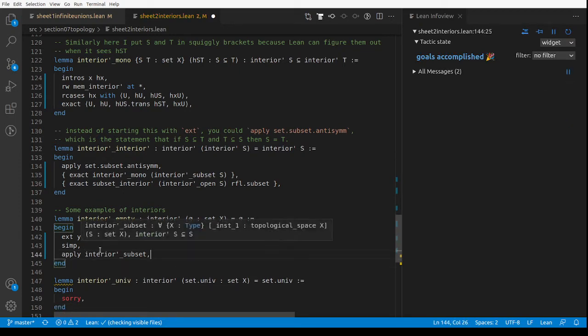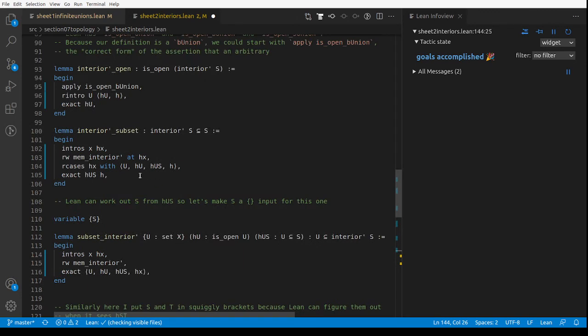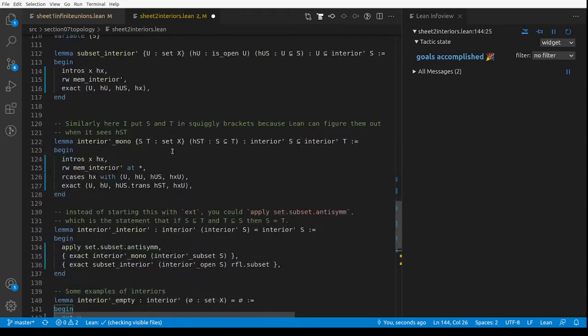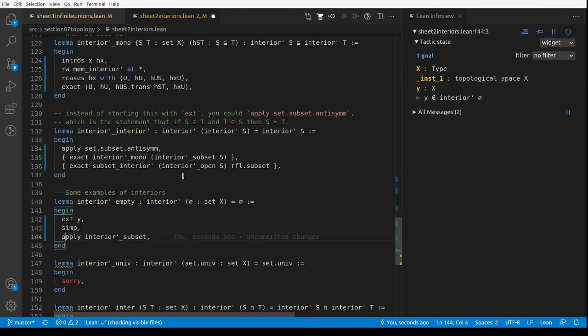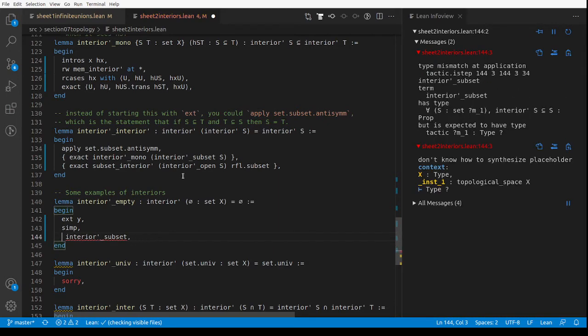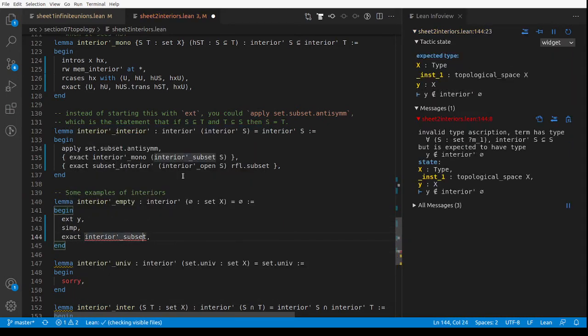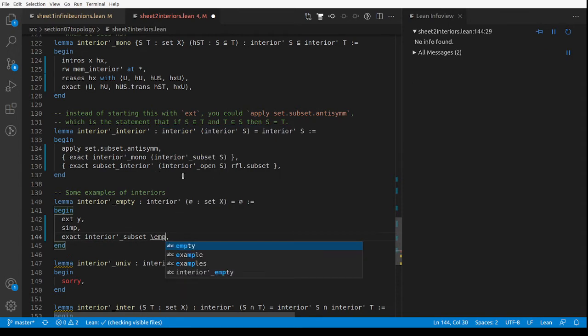Yeah, because interior primed subset, if you apply it to the empty set, it says the interior of the empty set is a subset of the empty set. And so it says for all x, if x is in the interior of the empty set, then x is in the empty set. But x is in the empty set is definitionally false. And x is in the interior of the empty set implies false is definitionally x is not in the interior of the empty set. So in fact it's exact interior primed subset empty set. This one.